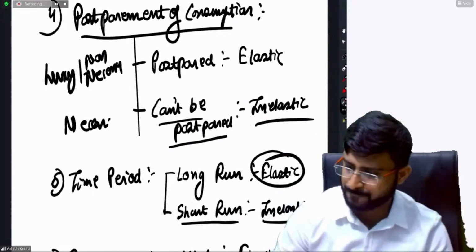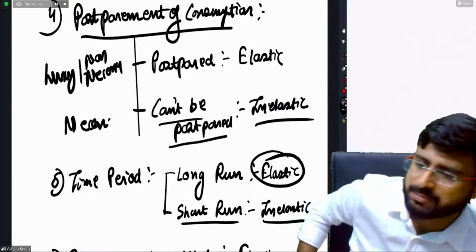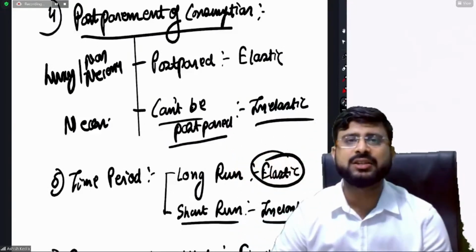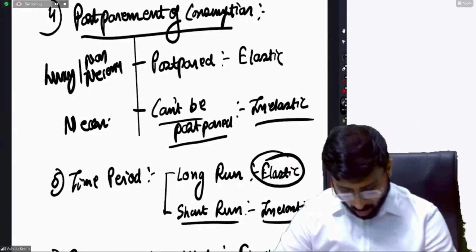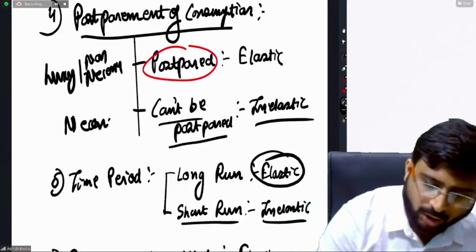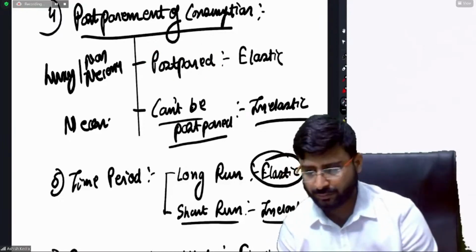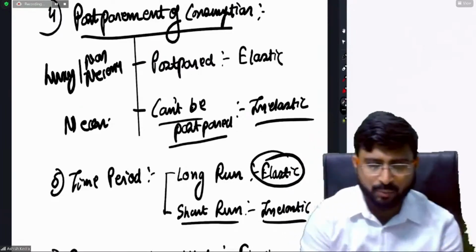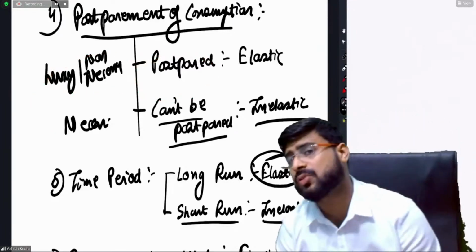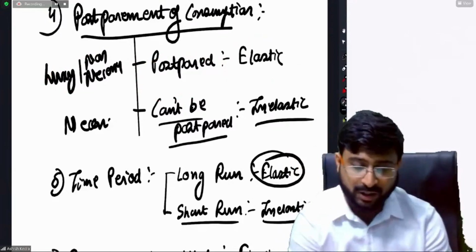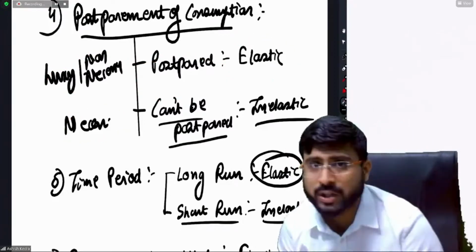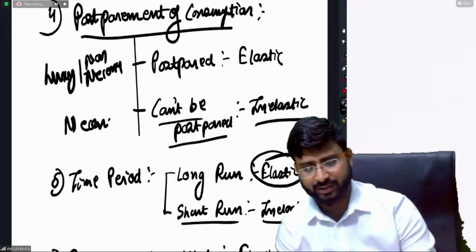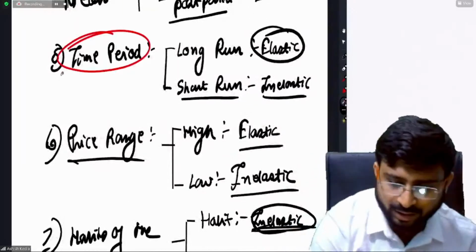Next, everyone, is postponement of consumption. If a commodity is a luxury, it can be postponed, yes or no? So demand will be elastic. But if a commodity is a necessity, can you postpone it? No, you can't postpone it. Inelastic. Correct.